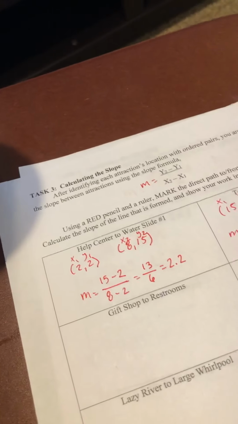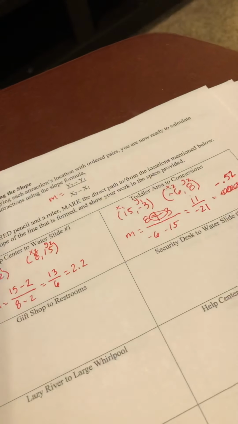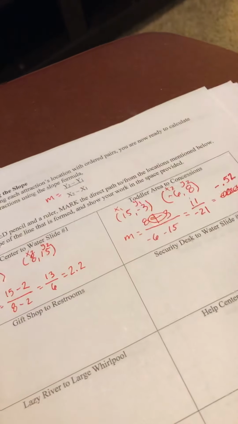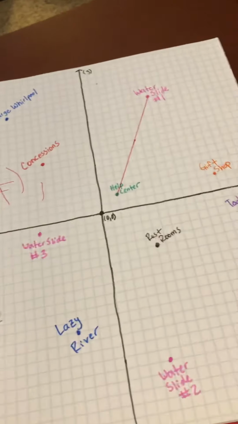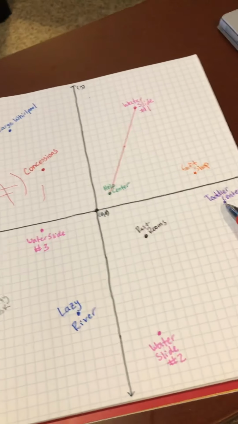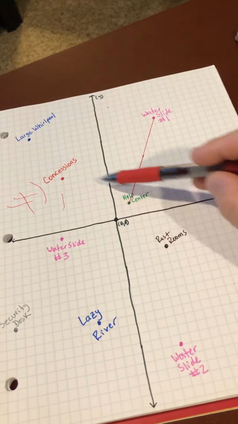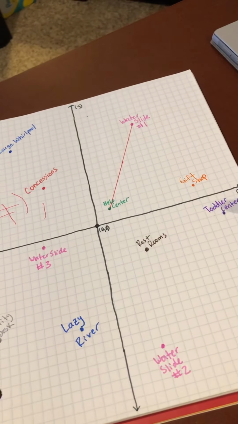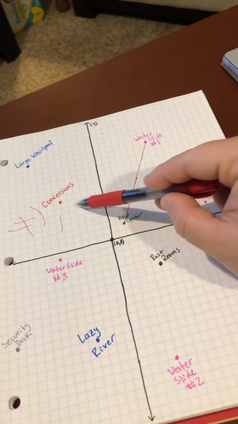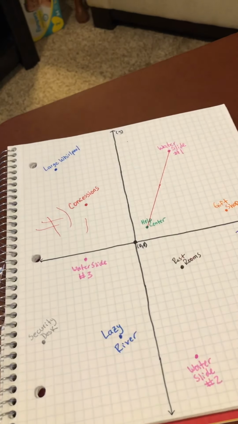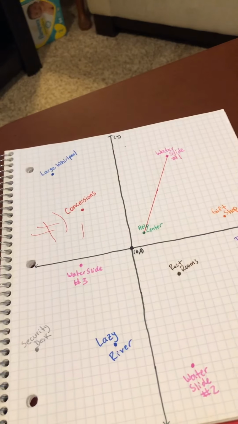I did also give you an example of the toddler area to concessions. So the toddler area to concessions, let's go back to my graph. Here is my toddler center, and then my concessions is up here. So I need to draw a red line from my toddler center all the way to my concessions, and then when I do that, I'm going to find the slope of that line.